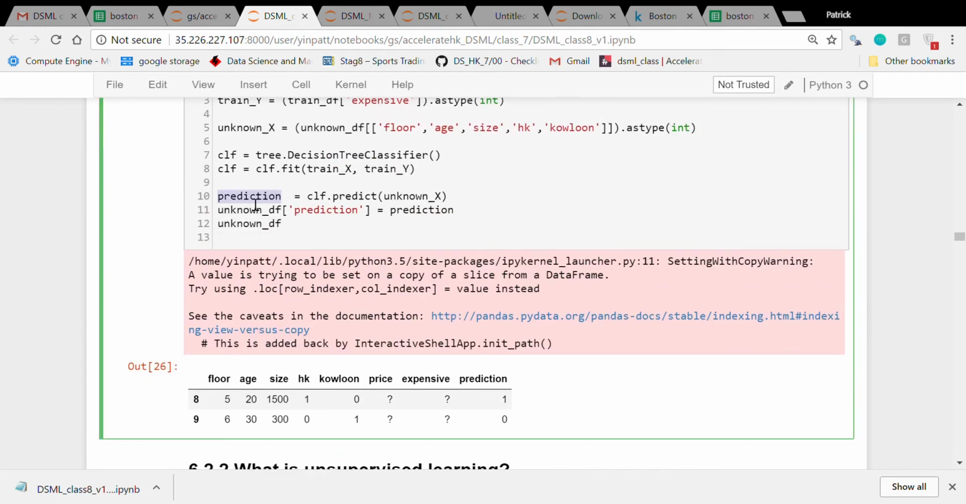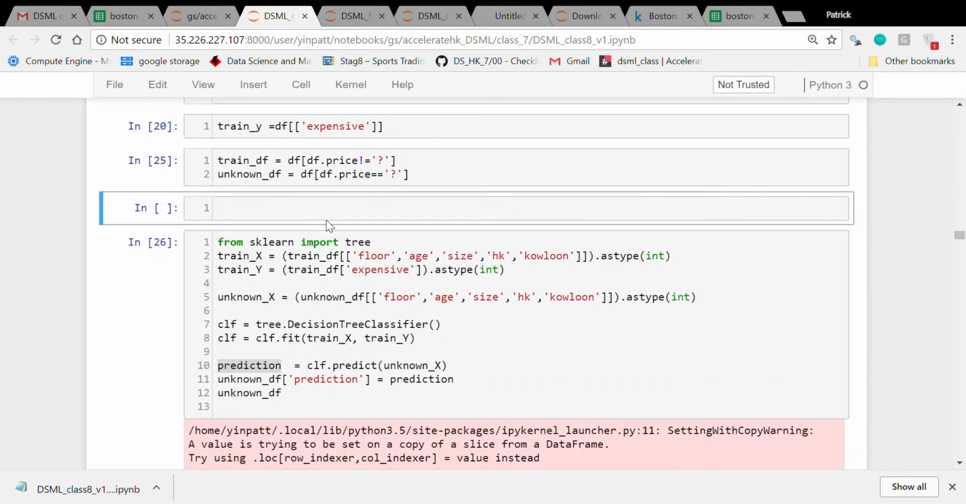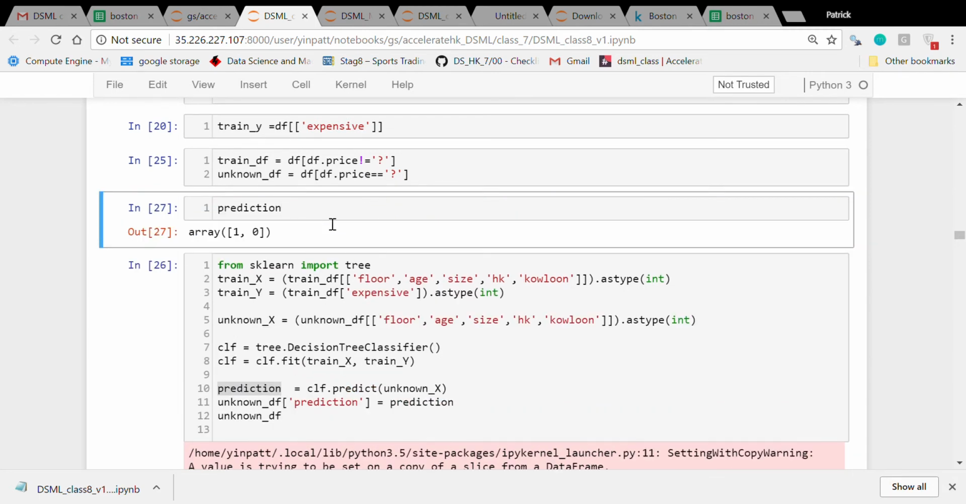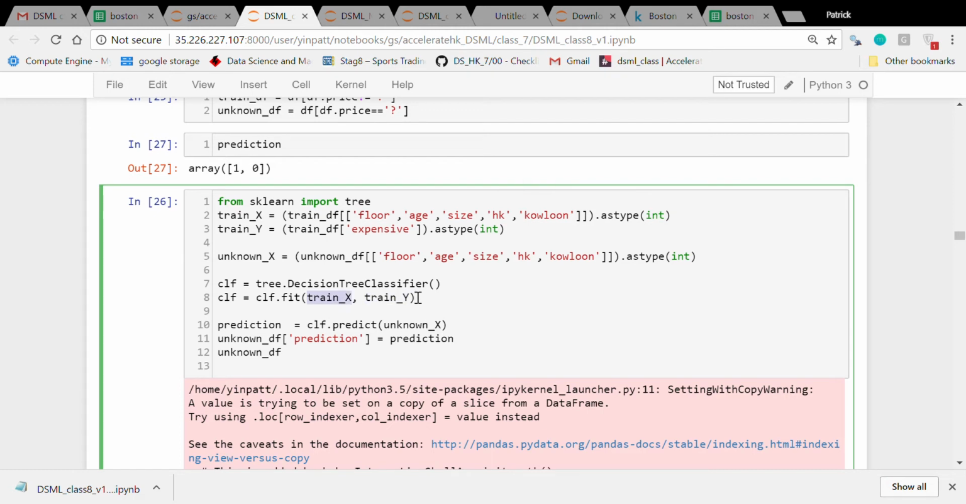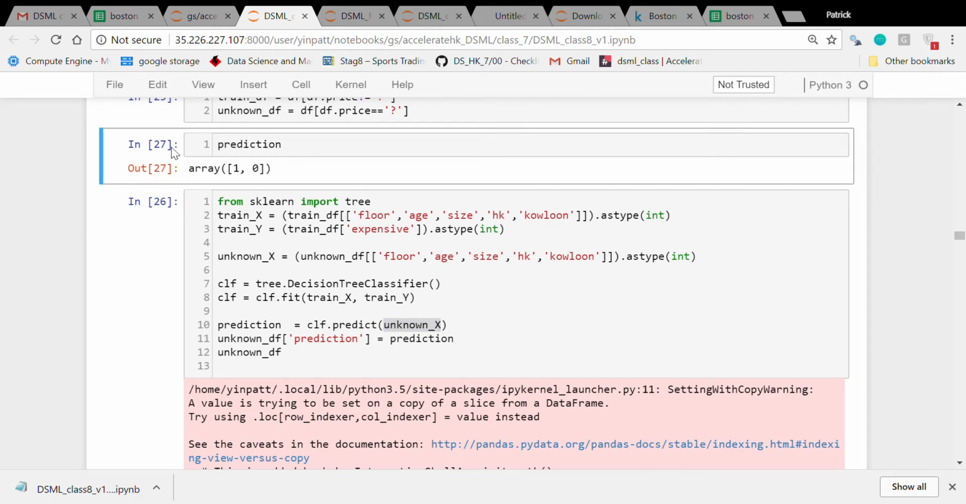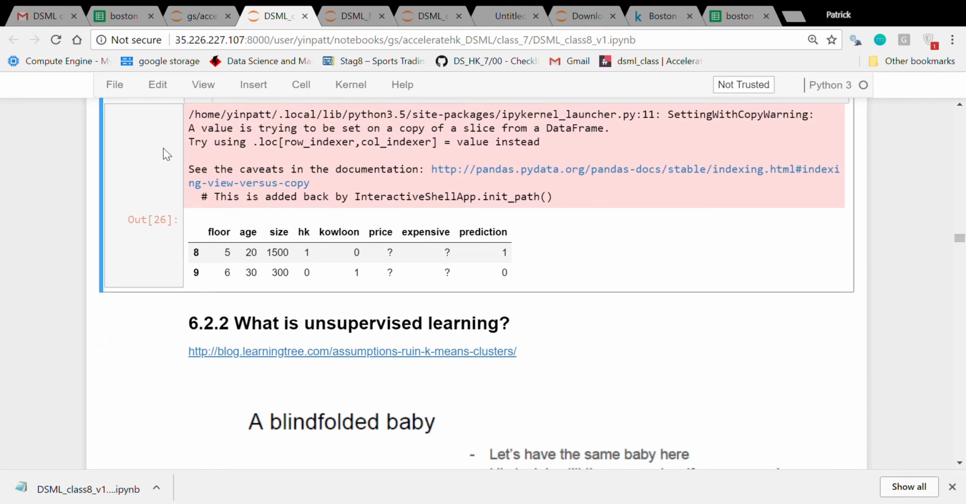Okay, now this is our prediction given the unknown x. It works quite similarly to the regression problem. So basically you just fit x and y, and then you do the prediction by putting the unknown features into the model, and it gives you the prediction. And the output is categorical, just category 1 or 0. But don't worry about how it works for now.